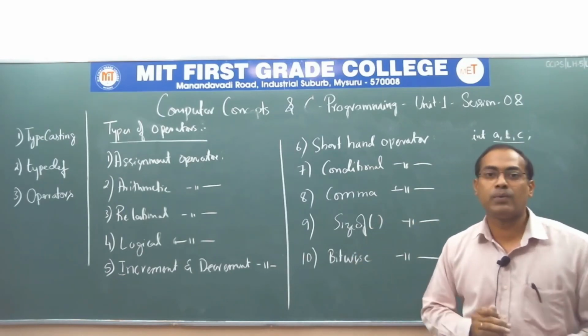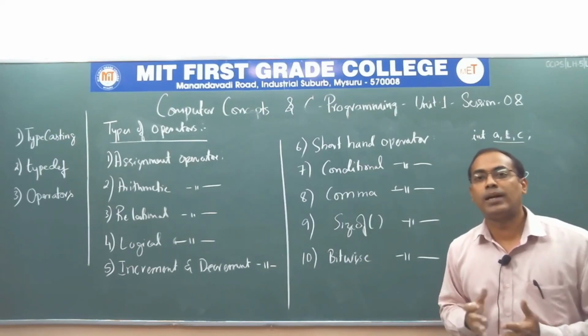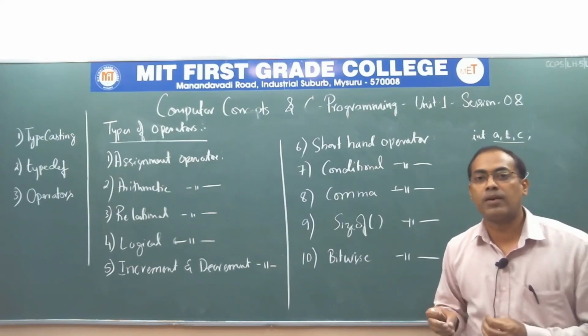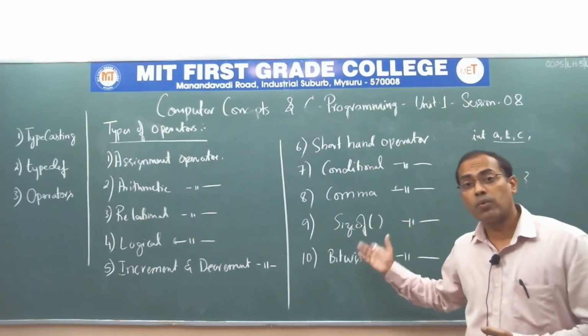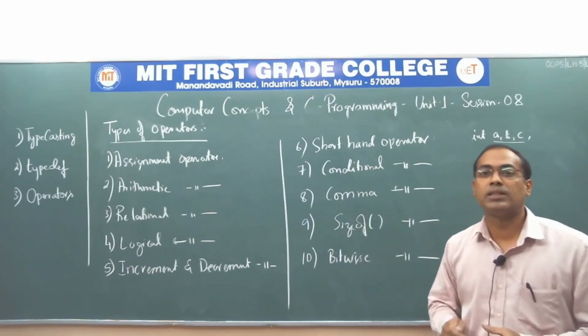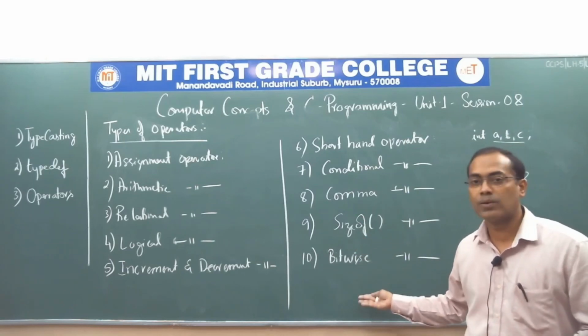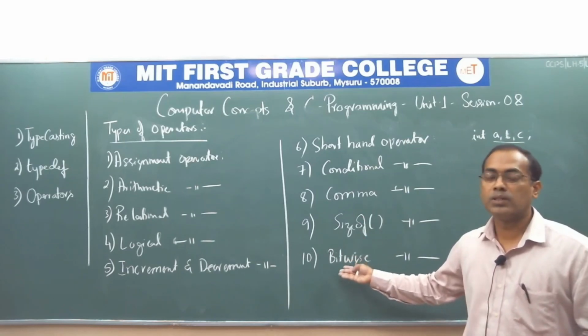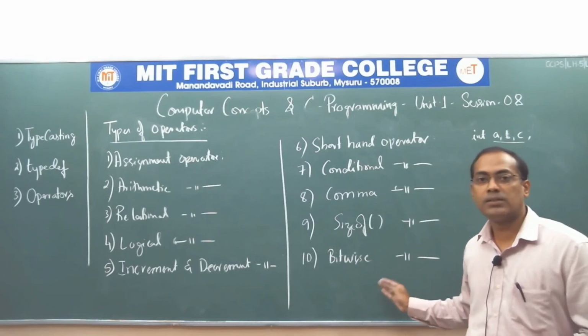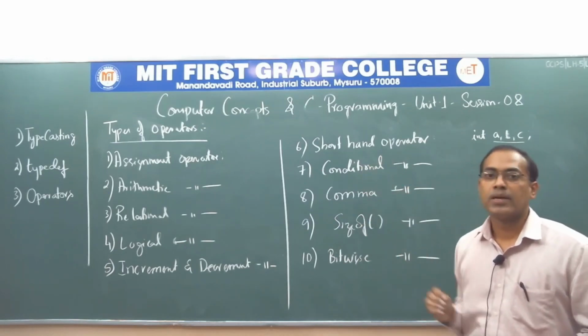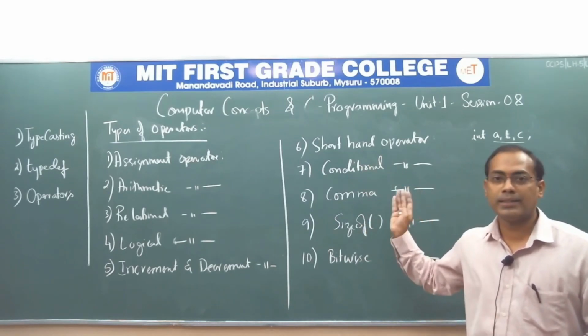Then we have bitwise operators. You know that the computer works in the form of binary digits. If you want to do such operations at the bit level, instead of arithmetic operations, then you can use the bitwise operators. We are going to see all these one by one in the next session.